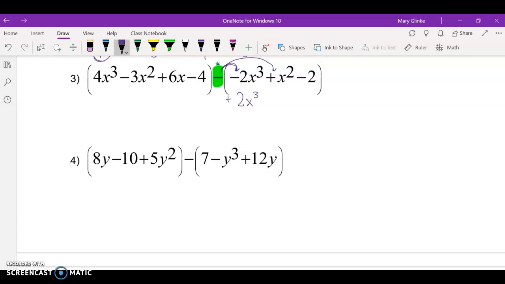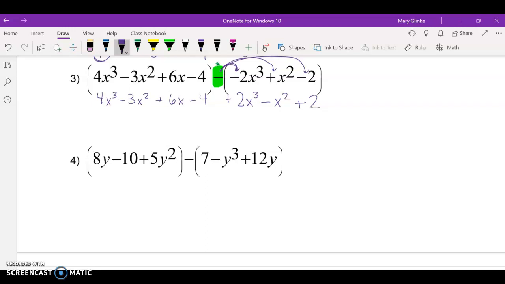This next term is going to be minus x squared, because a negative times a positive is a negative. And the last term here, minus the negative, becomes plus. So minus negative 2 becomes plus 2. So rewrite your second parentheses if it's subtraction, and make sure you're distributing the minus sign to each of those. Anytime it's minus a negative, it becomes plus. My first polynomial does not end up changing at all, so I can just rewrite it.